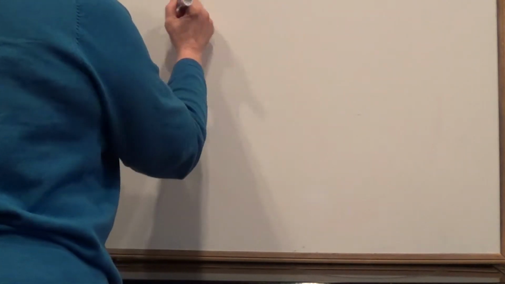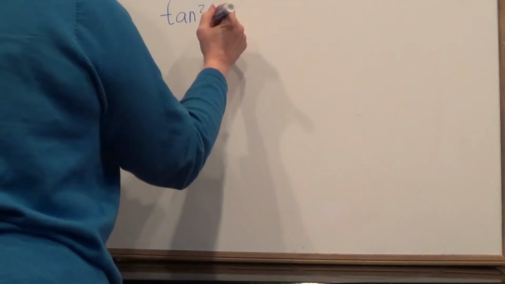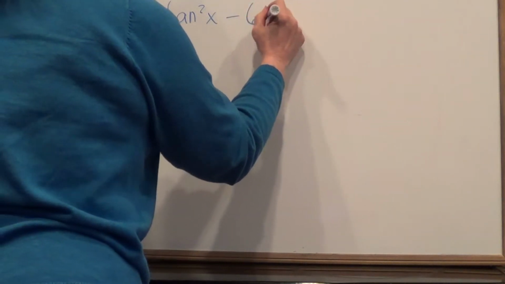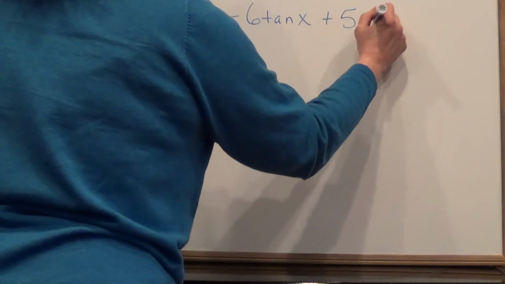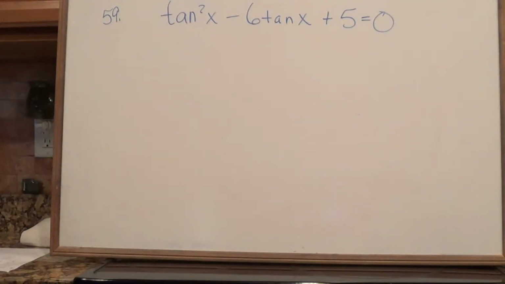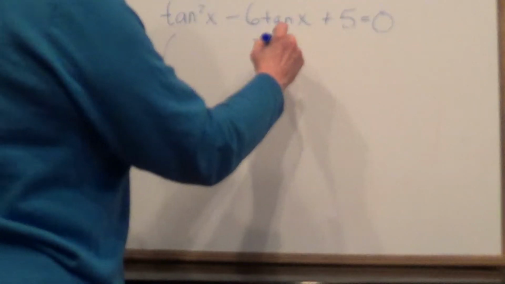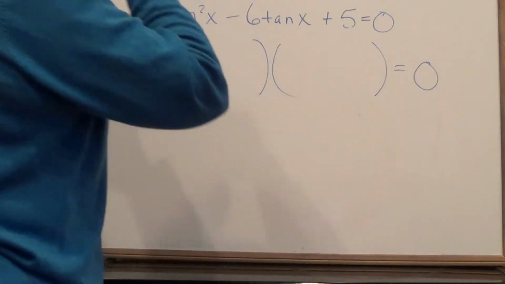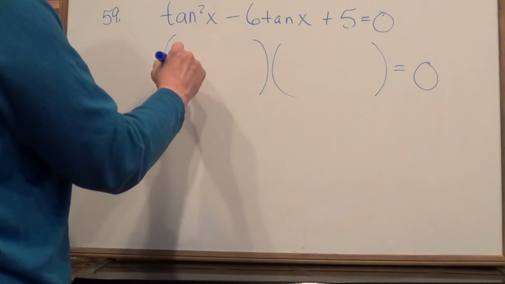Alright. Tan squared. I'll move this down. I'm not sure if it's in the video. It's number 59. Tan squared x minus 6 tan x plus 5 equals 0. With that one, you can probably, again, sniff it out. And you notice we can't factor out a tangent because 5 doesn't have a tangent. So we factor it the old FOIL way. And it looks like this.